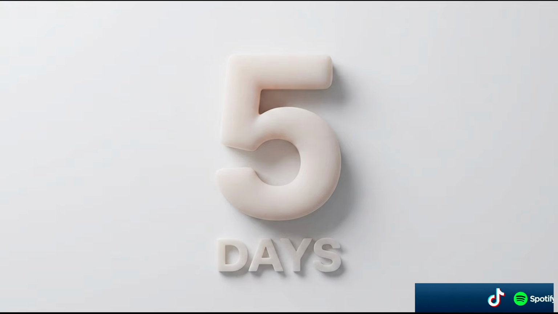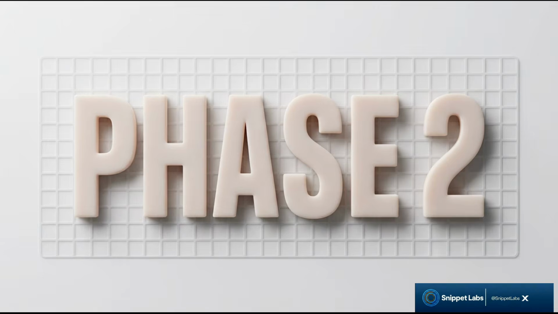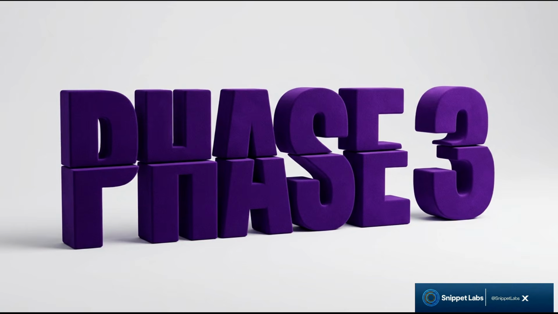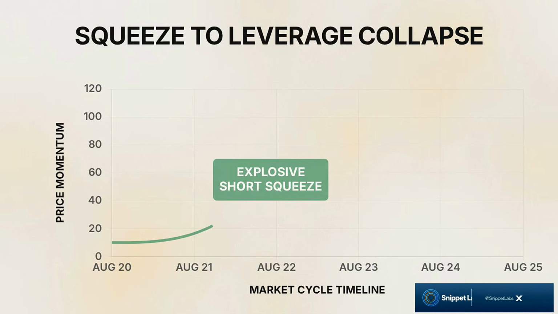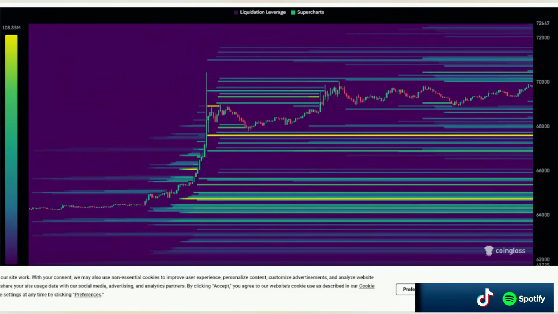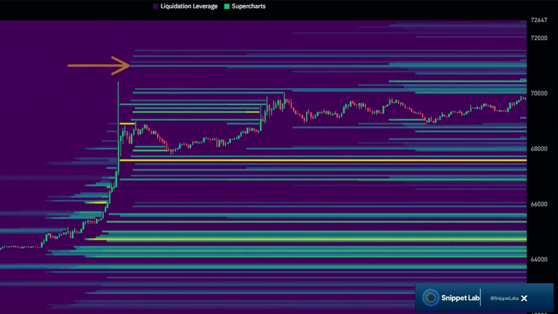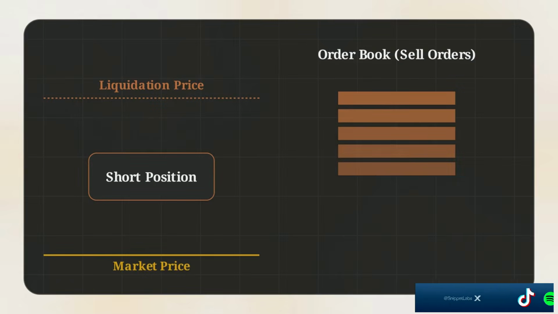Over this 5-day window, this dataset will reveal 3 distinct phases. First is the squeeze, next is the trap, and finally the chop. Tracing this chronology reveals the mechanical transition from explosive short squeeze momentum to a long leverage collapse. As August 20th begins, heavy short leverage clusters are forming strictly above the current price action. Look specifically at the thick yellow bands stacked between $69,000 and $72,000. This creates a structural vulnerability.